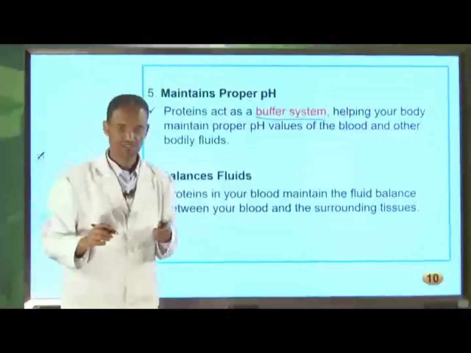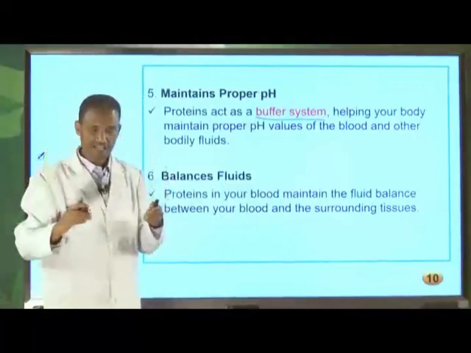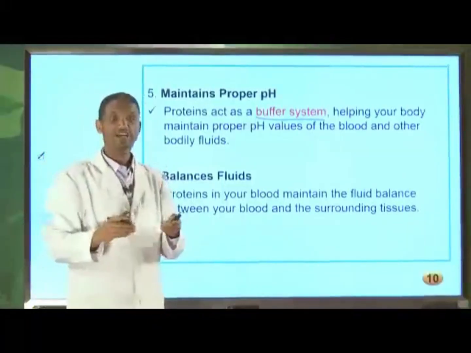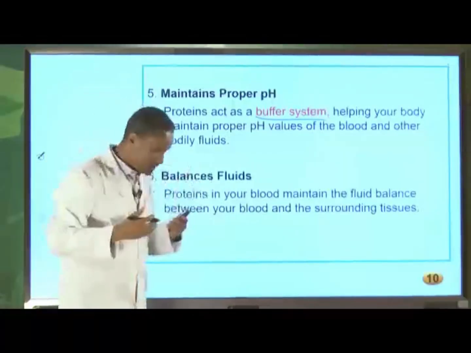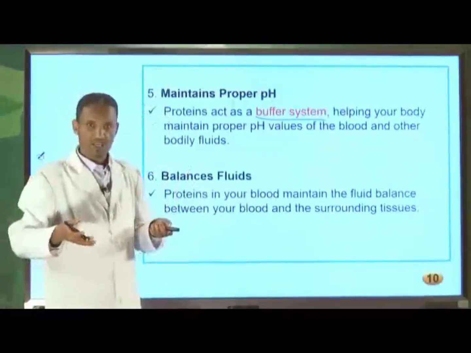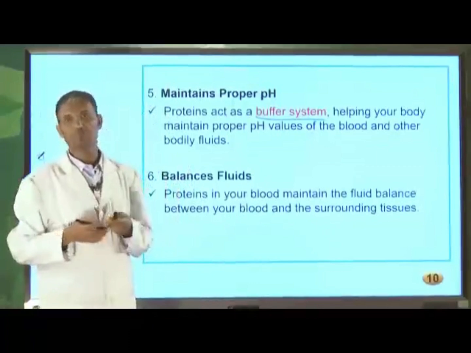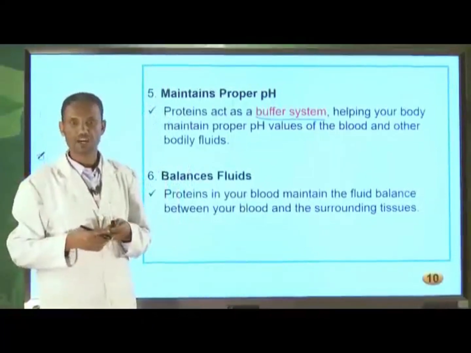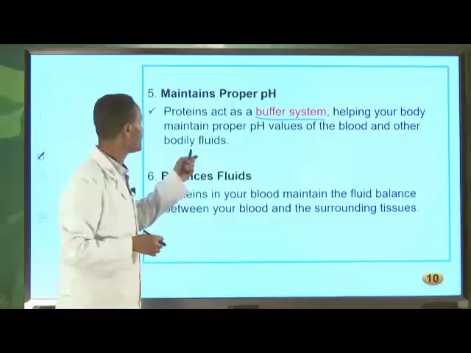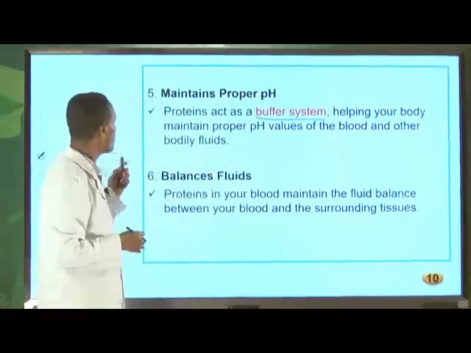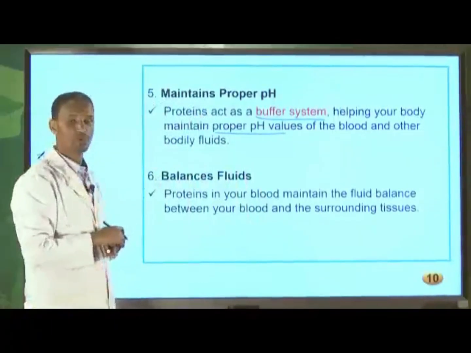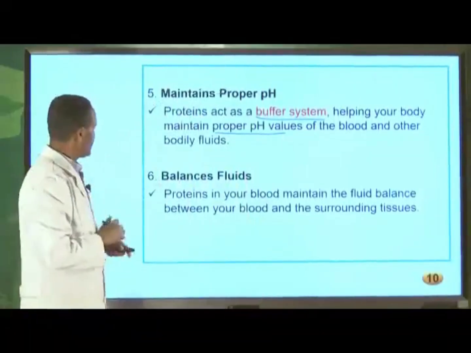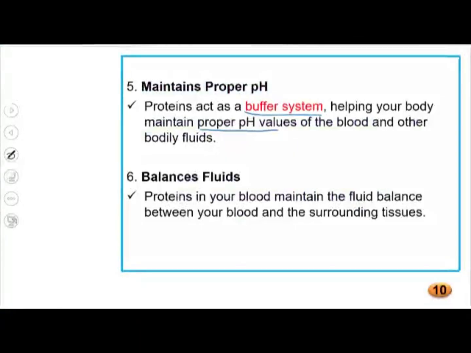A buffer system means it can maintain the pH at the required range. Therefore, in our body fluids, the pH can be maintained by the proteins found in our body. Protein acts as a buffer system, helping your body maintain the proper pH value of the blood and other body fluids.